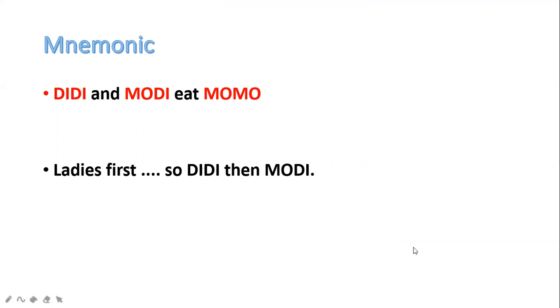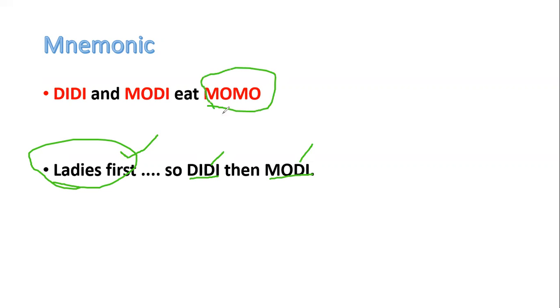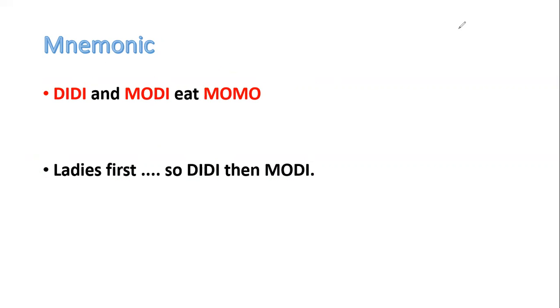So you might say, okay, what if I forget this stupid mnemonic in the exam? But right? Ladies first. We always say ladies first. So in the mnemonic, Didi comes first, and then Modi comes second, and then third is Momo because they are eating momo. So you can't make a mistake now. Didi comes first because ladies first, then Modi, and then they are eating momo. So Didi, then Modi, and Momo. Even if you remember this much, you can solve so many MCQs.